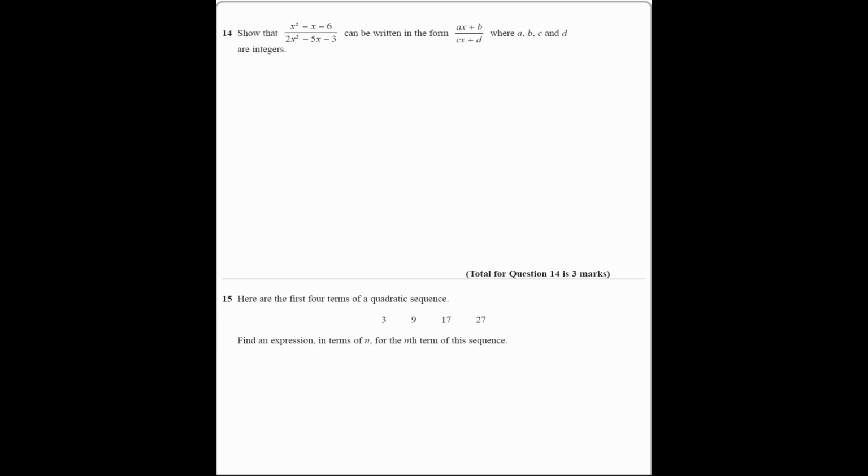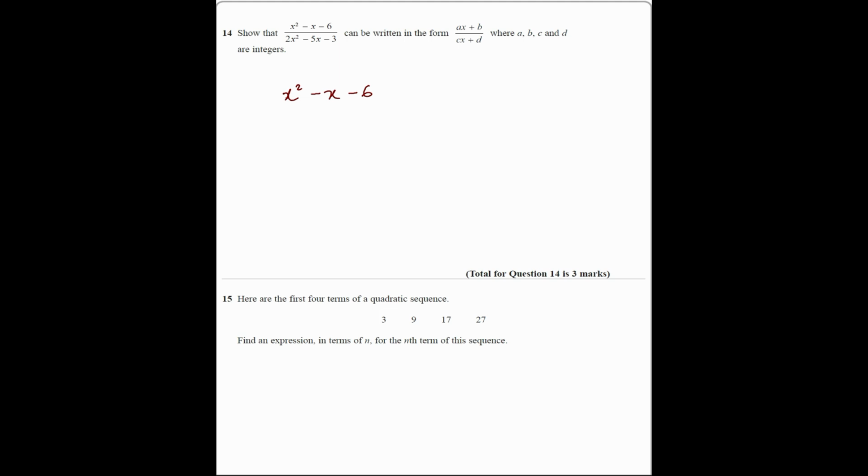Okay, question number 14. Show that x squared minus x minus 6 over 2x squared minus 5x minus 3 can be written in the form ax plus b over cx plus d, where a, b, c and d are integers. So we have to factorize both numerator and denominator separately. So x squared minus x minus 6. Now that's a quadratic expression and we have to factorize it by using the middle term breaking.